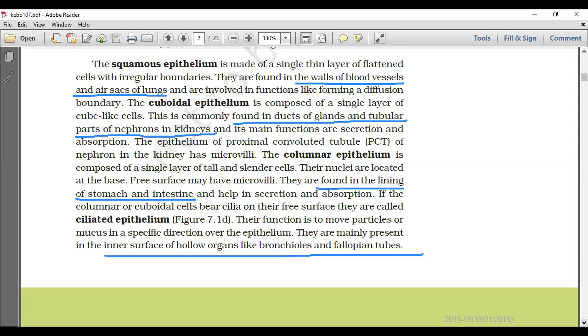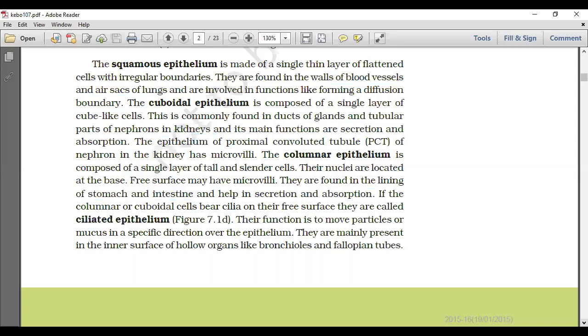These are the examples that need to be focused on. Squamous epithelium: walls of blood vessels and air sacs of lungs. Cuboidal epithelium: found in ducts of glands and tubular parts of nephrons in kidney. Columnar epithelium: found in the lining of stomach and intestine. Ciliated epithelium: present in the inner surface of hollow organs like bronchioles and fallopian tubes.